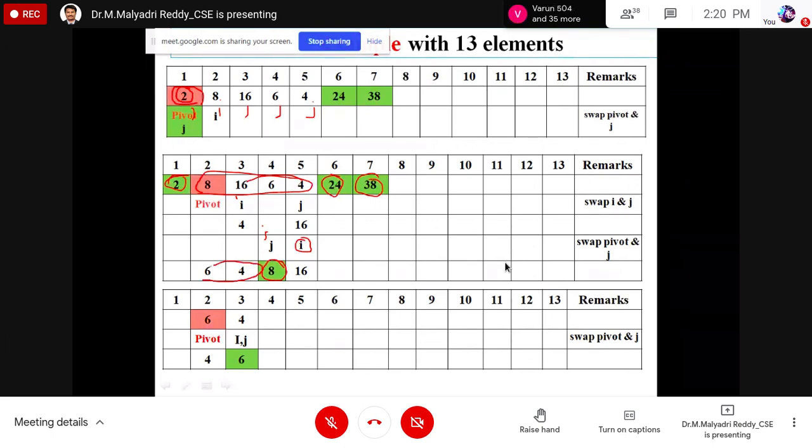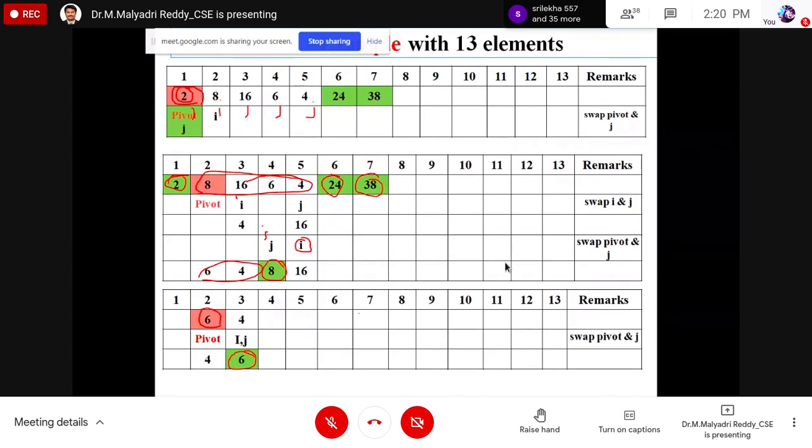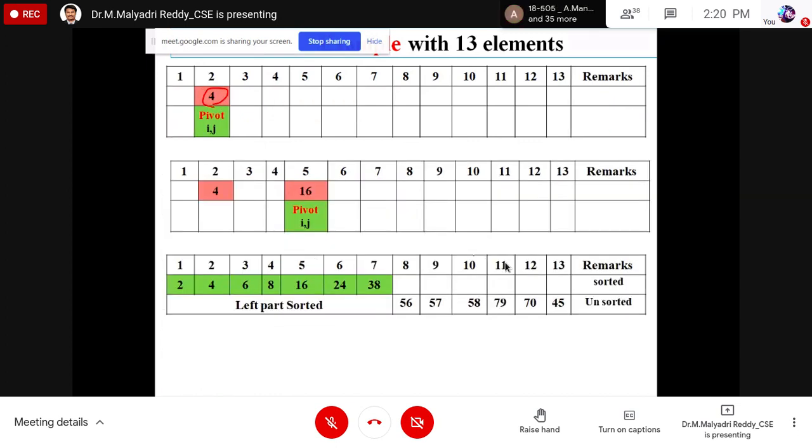Next, take this sub-array, 6, 4. Treat 6 as the pivot element. Compared with 4, swap, so 6 as the pivot element is sorted. Again, 4 is the only one element there, so it is the pivot element itself and it is sorted. And coming to what you left here, 16, it is a sub-array. Take it as a sub-array. By choosing the 38, the left sub-array is solved. That is 2, 4, 6, 8, 16, 24, 38.